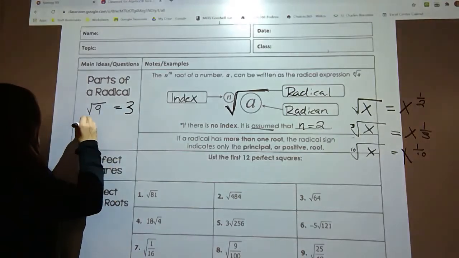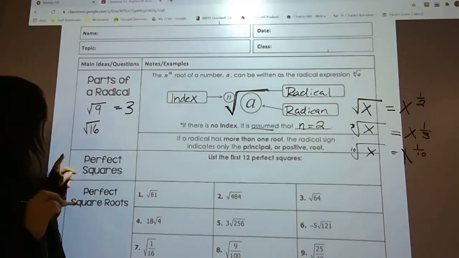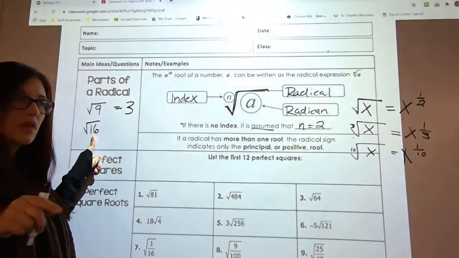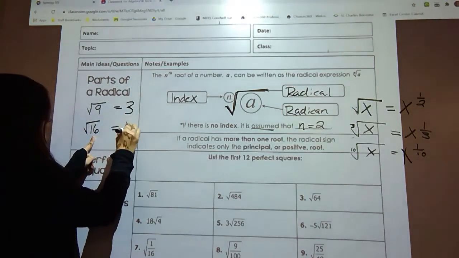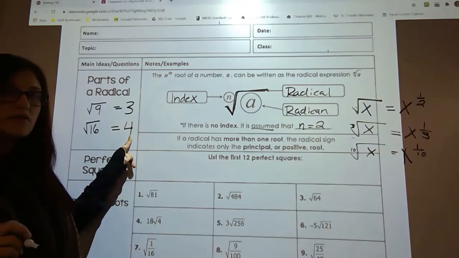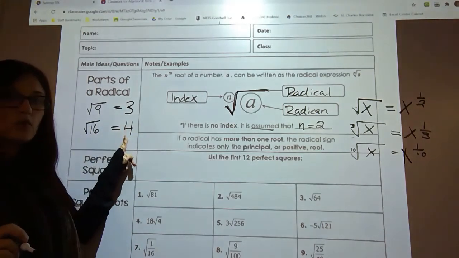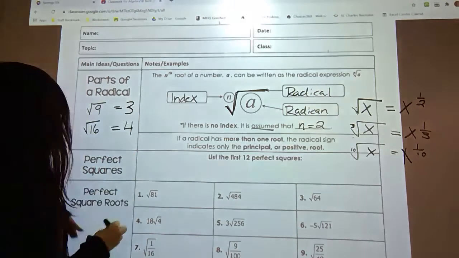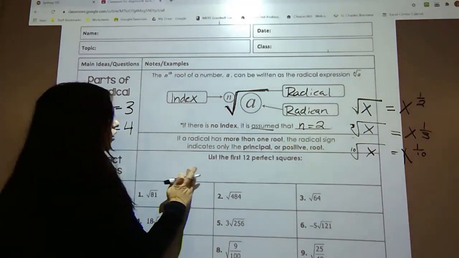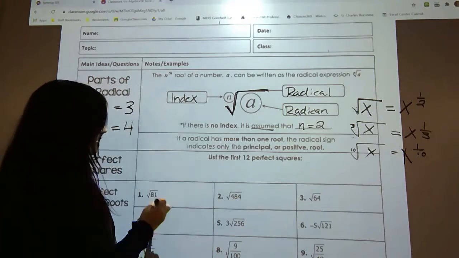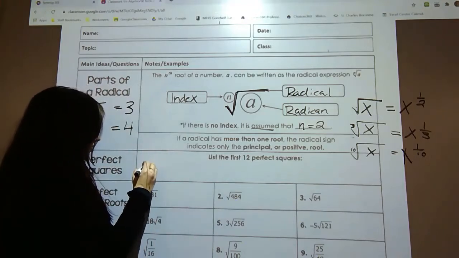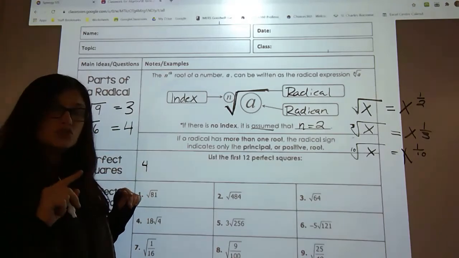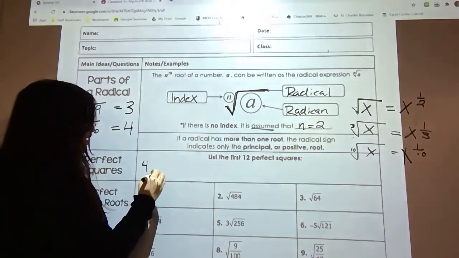Let's do another one. What about the square root of 16? What number times itself gives you 16? 4. The square root of 16 is 4 because 4 times 4 is 16, okay? So we have a whole list of perfect squares. 4 is a perfect square. Why is 4 a perfect square? Because 2 times 2 is 4, all right?